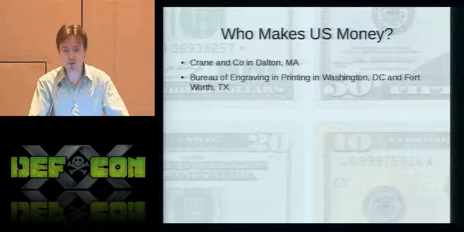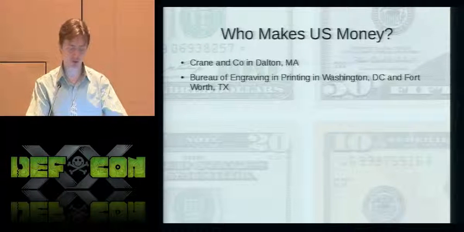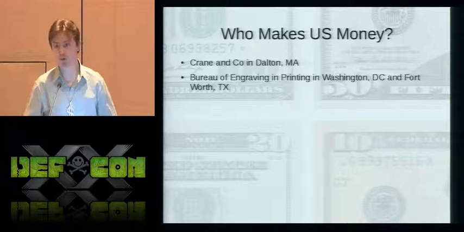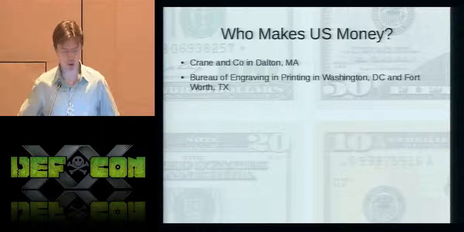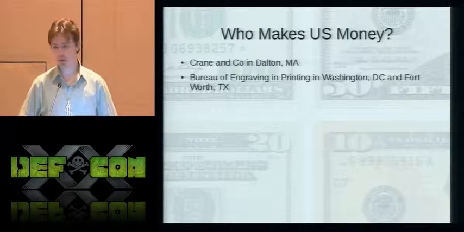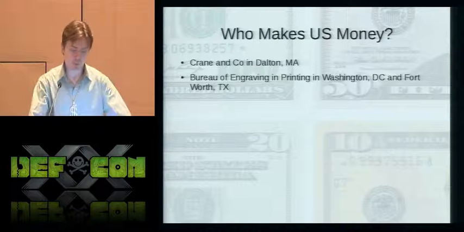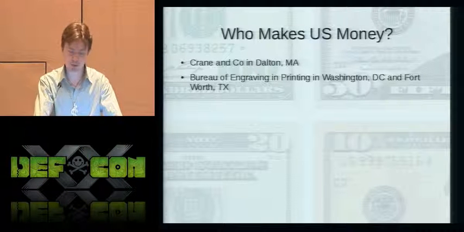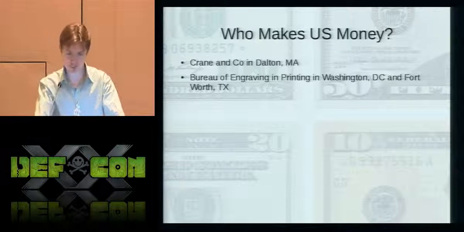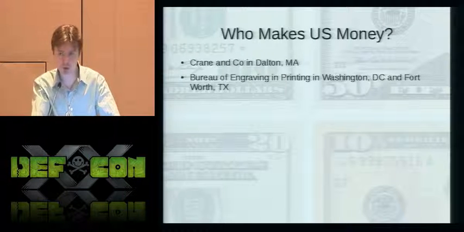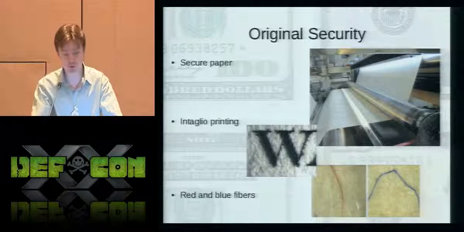The US government agency in charge of designing the US dollars and also printing them is the Bureau of Engraving and Printing, which is part of the US Department of the Treasury. They operate two printing plants, one in Washington, D.C. and one in Fort Worth, Texas. The paper used for printing bills is made by a small family-owned company in Dalton, Massachusetts, known as Crane & Company. They are the sole supplier of secure paper for the US government, and they also provide paper for passports and print currency for several small countries.